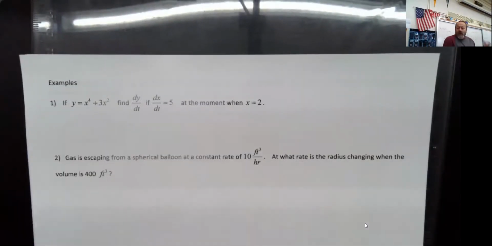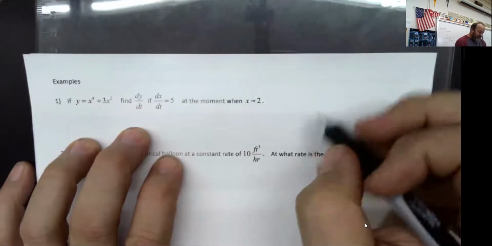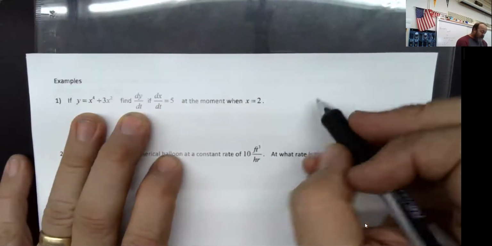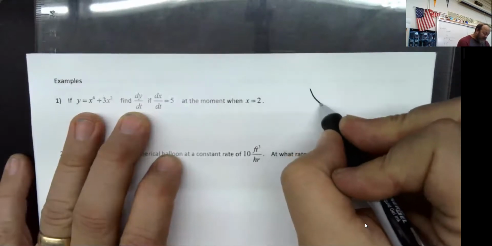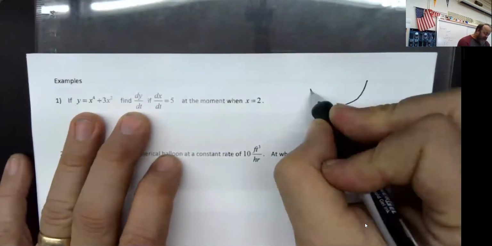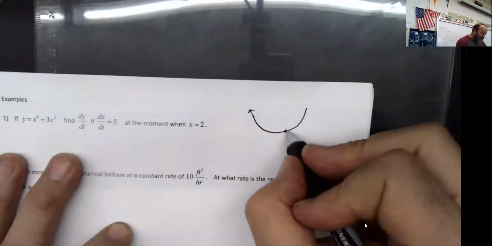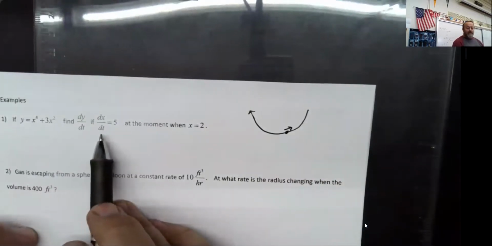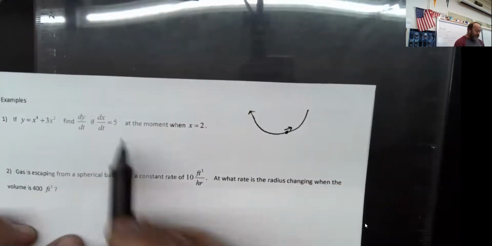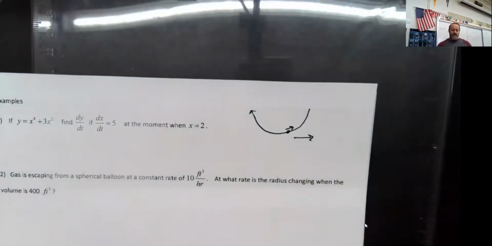So this is one I haven't done with you guys. I have some kind of a curve. If you graphed this particular thing, x to the 4th plus 3x squared, it is some kind of a curve like this, okay? And I've got some particle that is moving along this curve, and it says specifically that dx/dt is 5. So in other words, the particle is moving this way at 5 units per second.